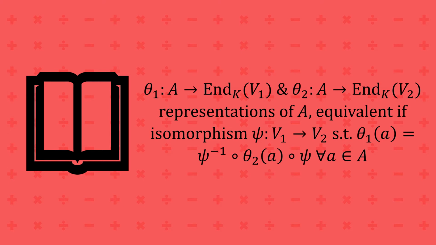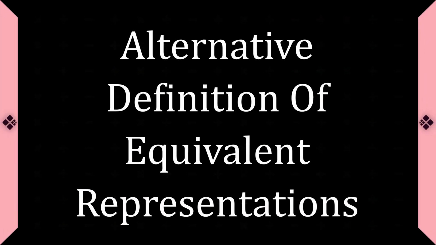If theta 1 from A to the K endomorphisms of V1 and theta 2 from A to the K endomorphisms of V2 are representations of A, then they are equivalent if there is a vector space isomorphism psi from V1 to V2 such that theta 1 of A is equal to psi inverse of theta 2 of A of psi for all A in A.